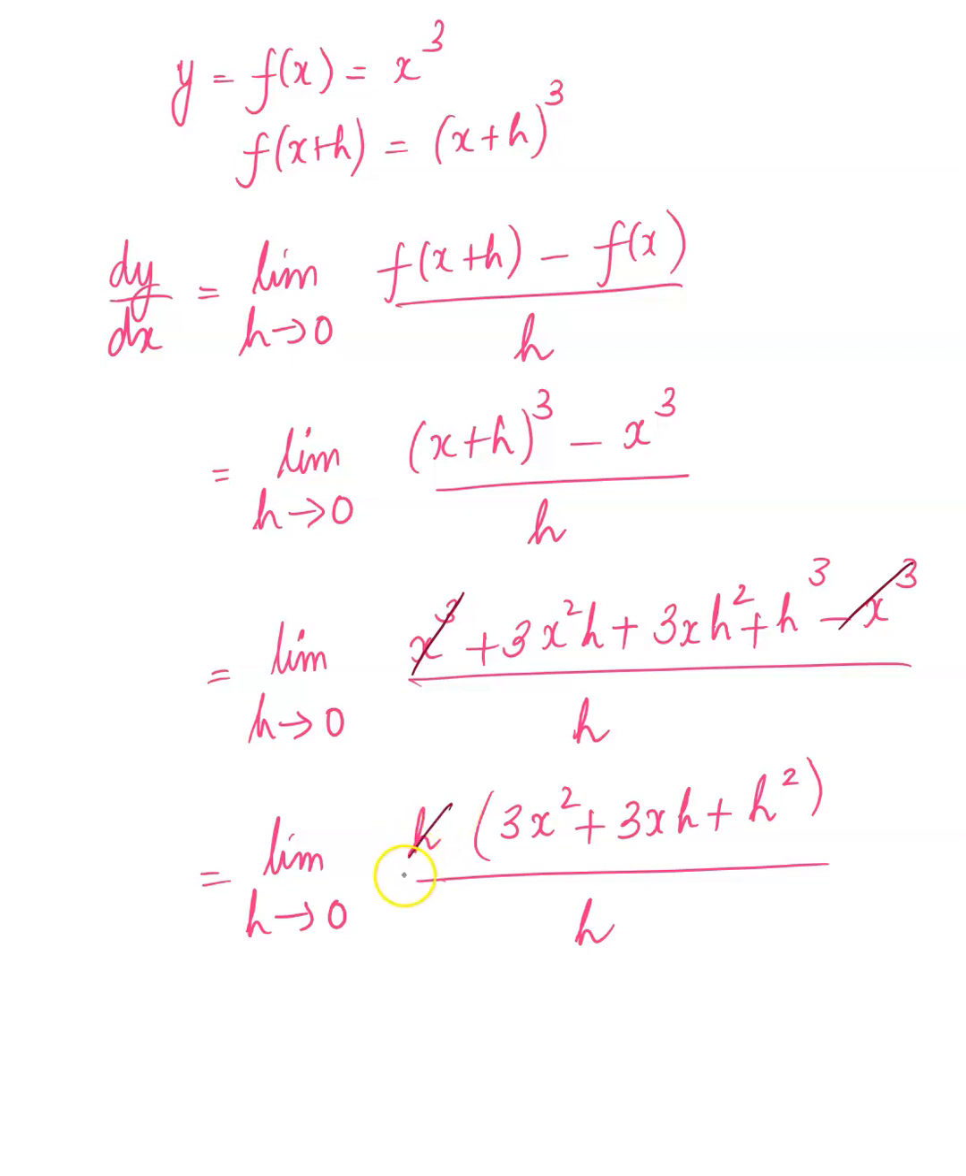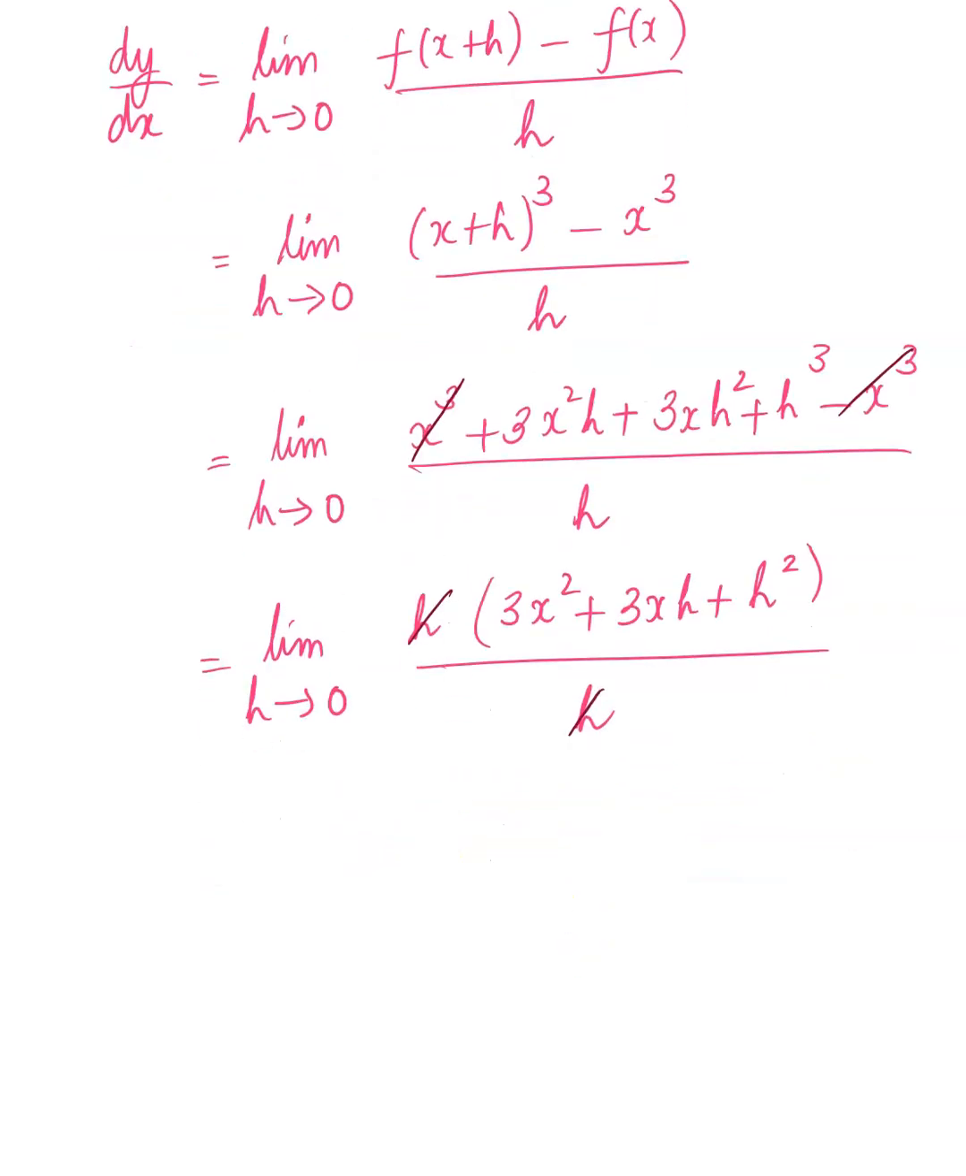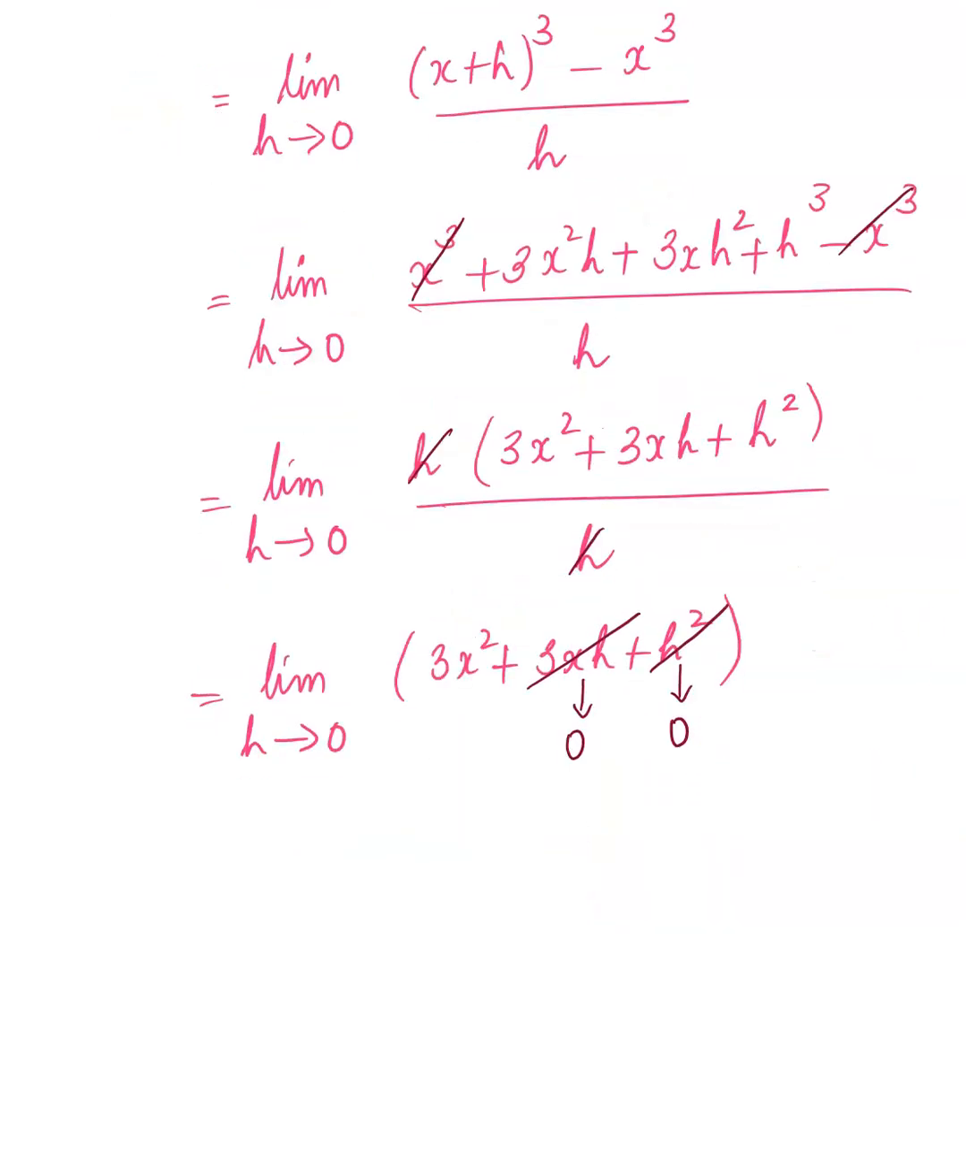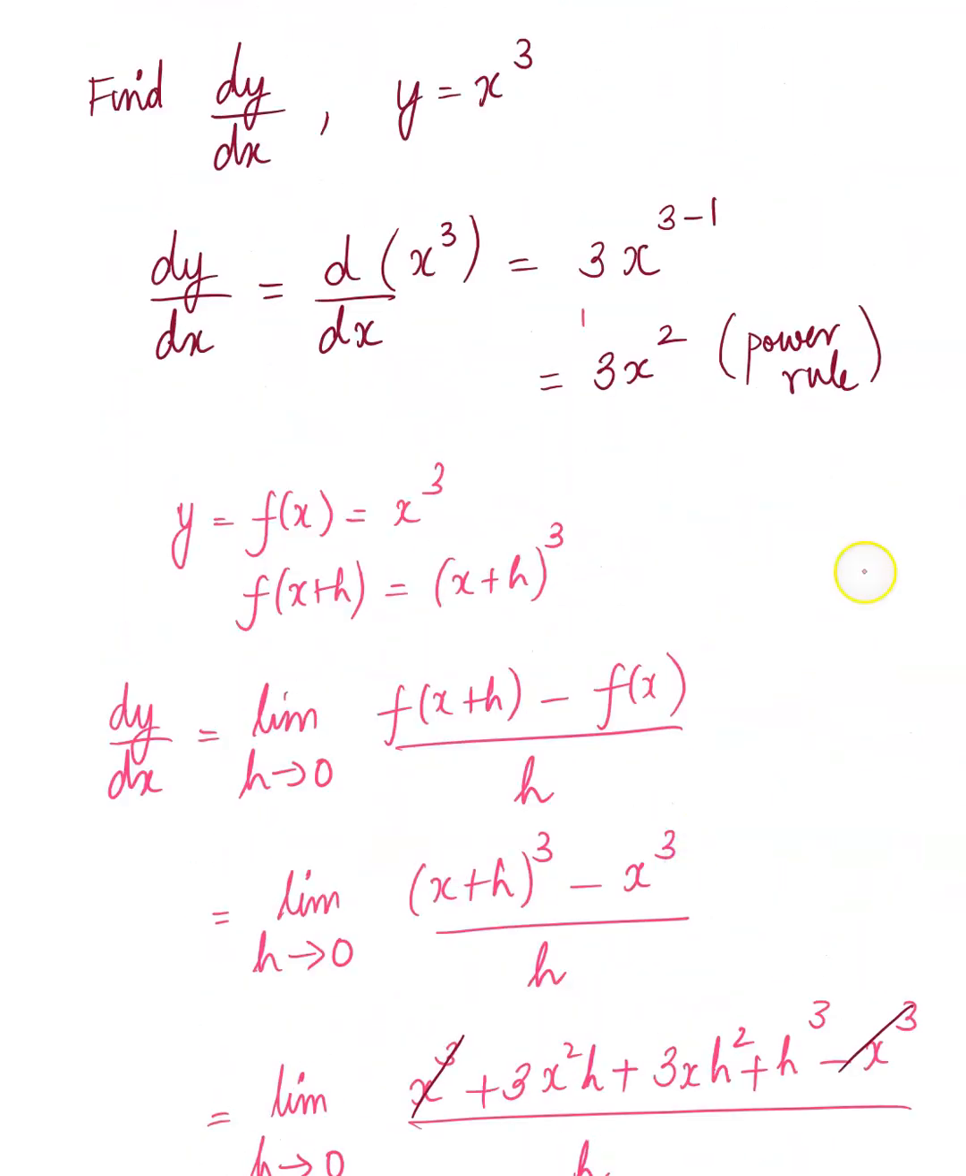Cancel those off. And now we have limit h approaches 0, 3x squared plus 3xh plus h squared. And when you allow h to approach 0, this term goes away, right? Because it's got an h in it, so it's going to become 0. This also becomes 0. So upon applying the limit, we get 3x squared as our answer. And what you see up here was the same thing, 3x squared. We just got that in a jiffy, right? We didn't go through this entire process.